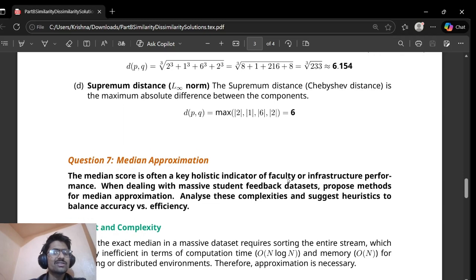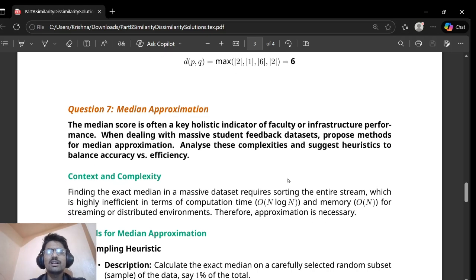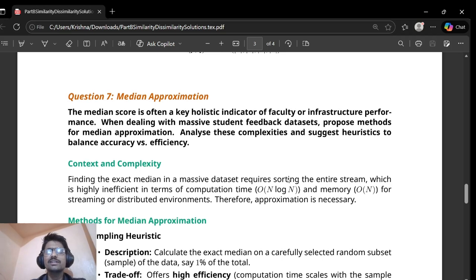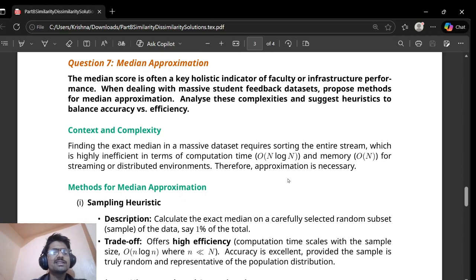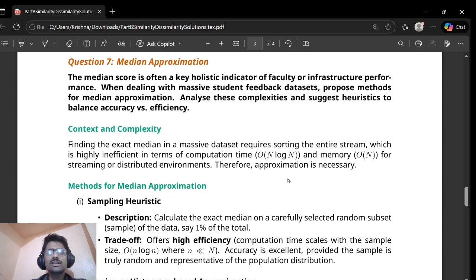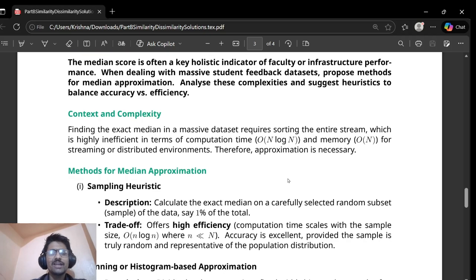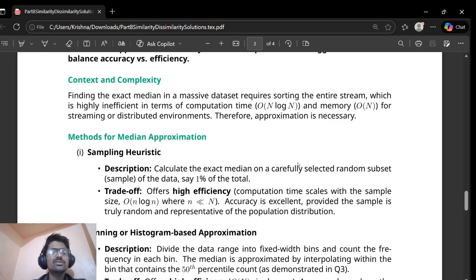So question 7, median approximation. The median score is often a key holistic indicator of faculty or infrastructure performance when dealing with massive student feedback datasets. Propose methods for median approximation, analyze their complexity, and suggest a heuristic to balance accuracy versus efficiency. Context and complexity: finding the exact median in a massive dataset requires sorting the entire stream, which is highly inefficient in terms of computation time, O(n log n), and memory, O(n), for streaming distributed environments. Therefore, approximation is necessary. Methods for median approximation.